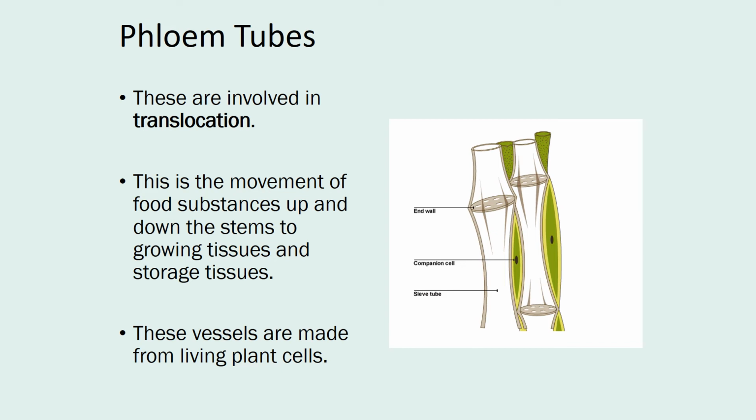These vessels are made from living plant cells. So these are not dead cells like in the xylem. They are living. You'll notice that they form these tubes where you have these sort of sieve plates in between them, and that controls what can actually pass through them. You'll also notice that there are these companion cells, which, as the name suggests, are a companion for the cell because they are the ones that are providing the relevant energy, things like that. So obviously they have got lots of mitochondria.